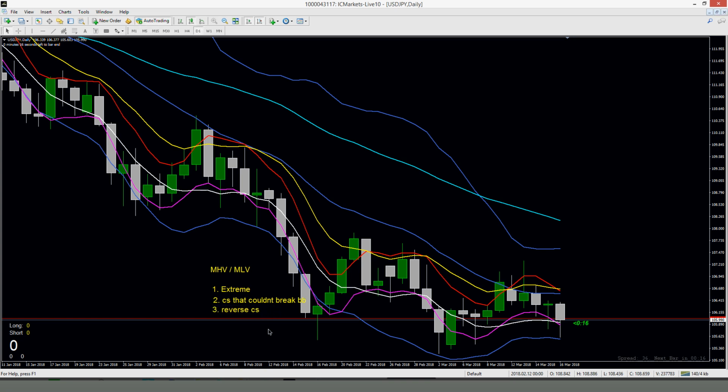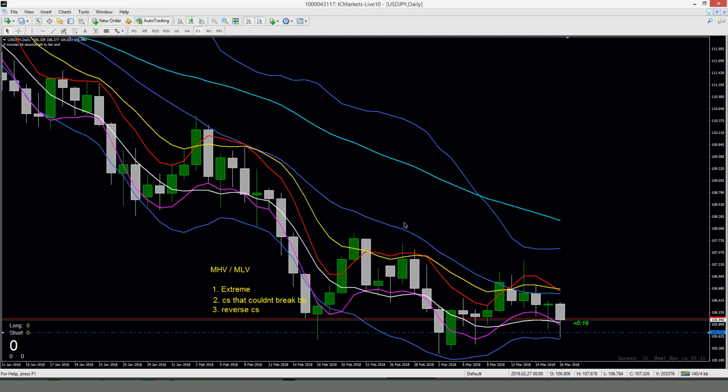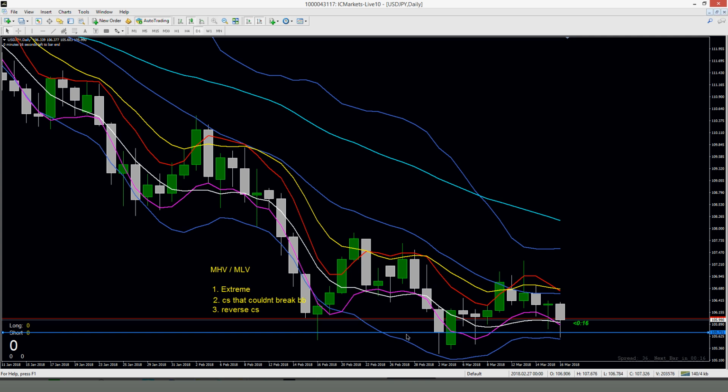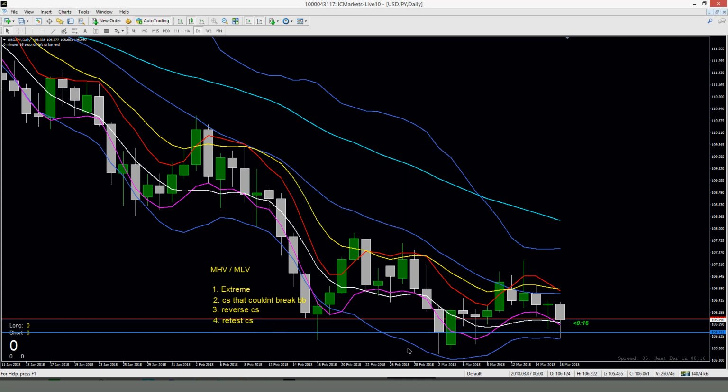Finally, once we have these two, the candle that couldn't break the low BB and the reverse candle, you need to mark the lowest body, at the lowest point. I mark this blue so I know for a fact that this is a buy zone. Let's say this is the MHB over here and then you have a reverse candle. Any candle that goes through here is a buy entry because this is an MHB retest. This is the fourth condition, the characteristics of MHB.